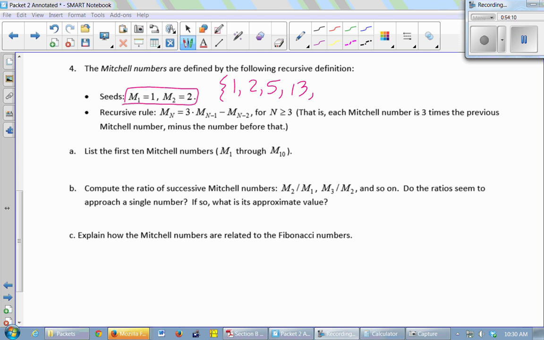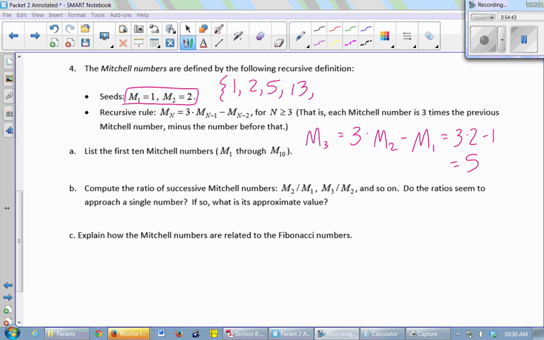So if I wanted to write down the work for how I got that 5, I would say, okay, M3, the third number in the list, is going to be 3 times M2 minus M1. And you know what M2 and M1 are because I gave them to you. That's why when you use a recursive rule, you always have to give the seeds, so you have something for it to grow from. So this is 3 times 2 minus 1, which is 5.